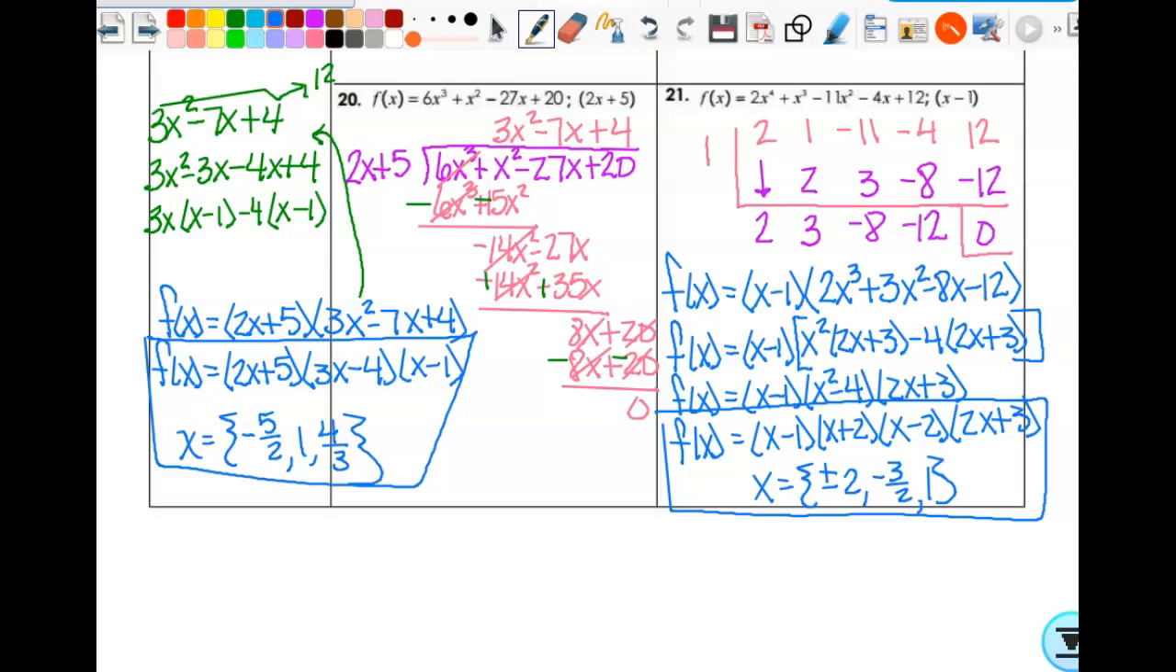Also here, I chose not to do my factoring by grouping off to the side because I didn't have a side, basically. So when I do that, I use brackets, because I don't want to get lost in my parentheses. You don't have to, but it's not a bad idea. Okay. All righty.